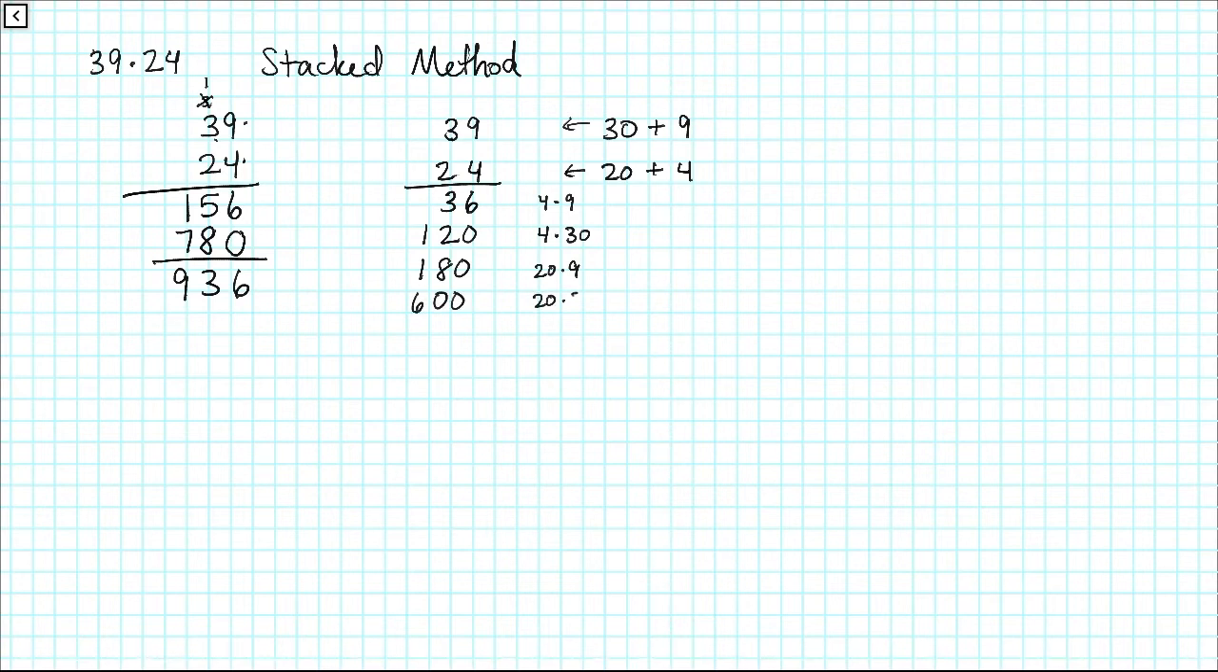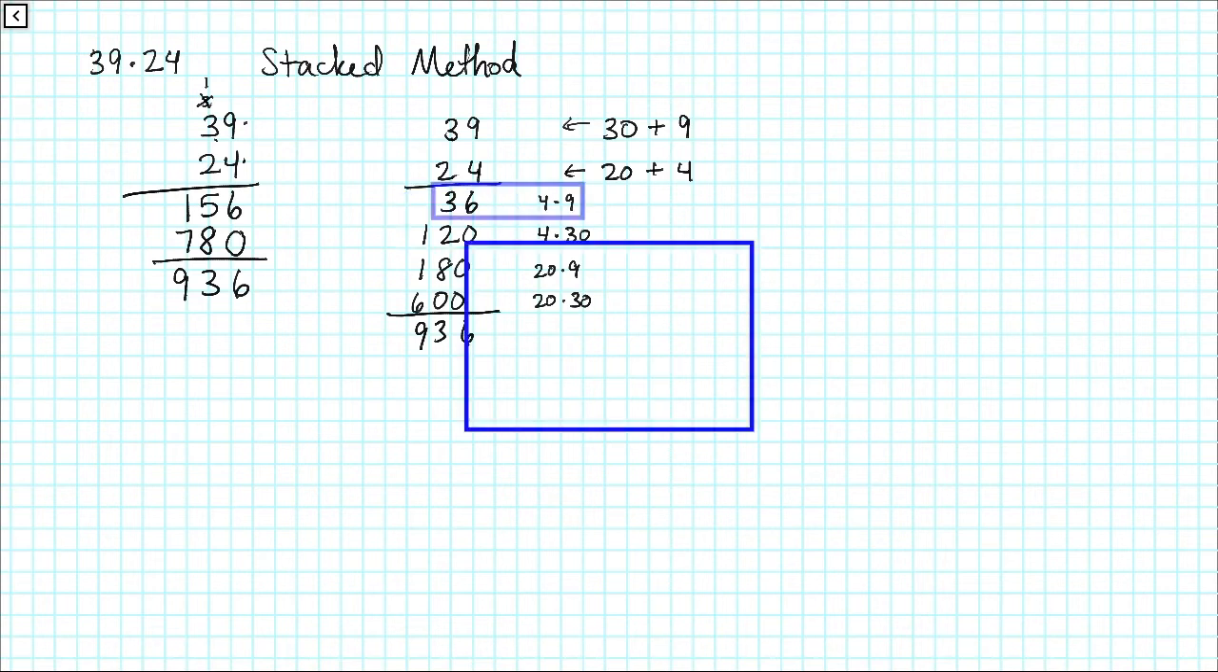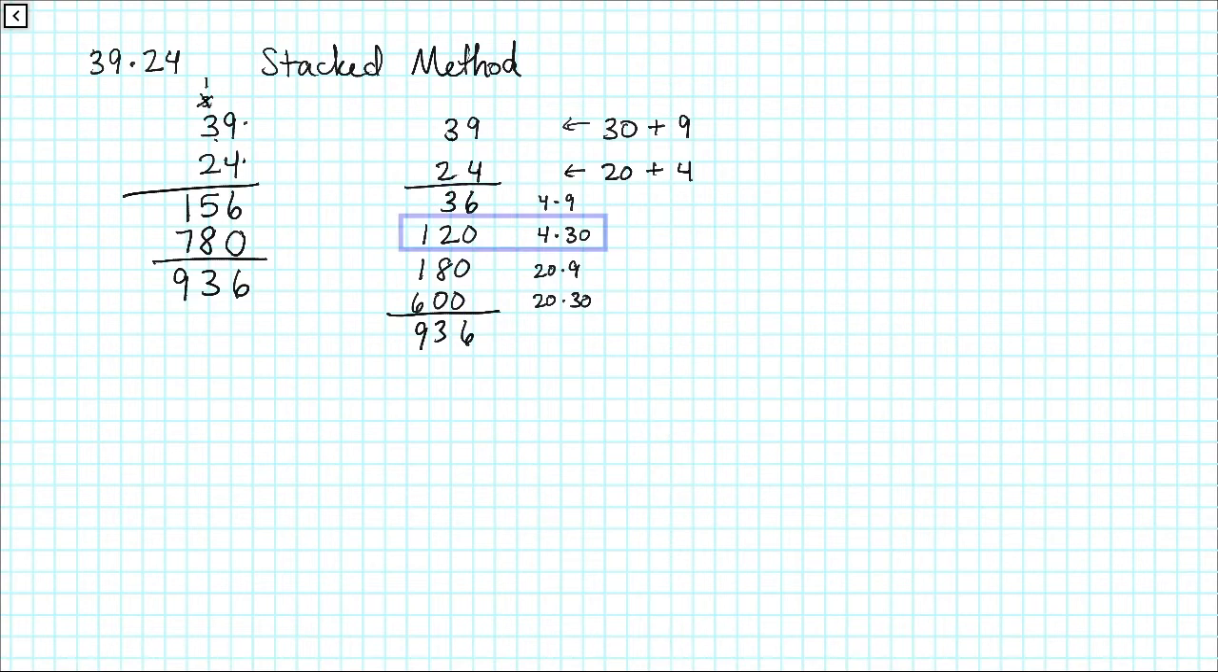20 times 30 is 600. And if I add those up, I get 639. Okay, now what's the relationship between these? So these are the two things that I multiplied by 4. And notice that when I did 4 times 9 is 36, and I wrote that here. And I did 4 times 30 is 120, and I wrote that here. If I add these together, that ends up being my 156.